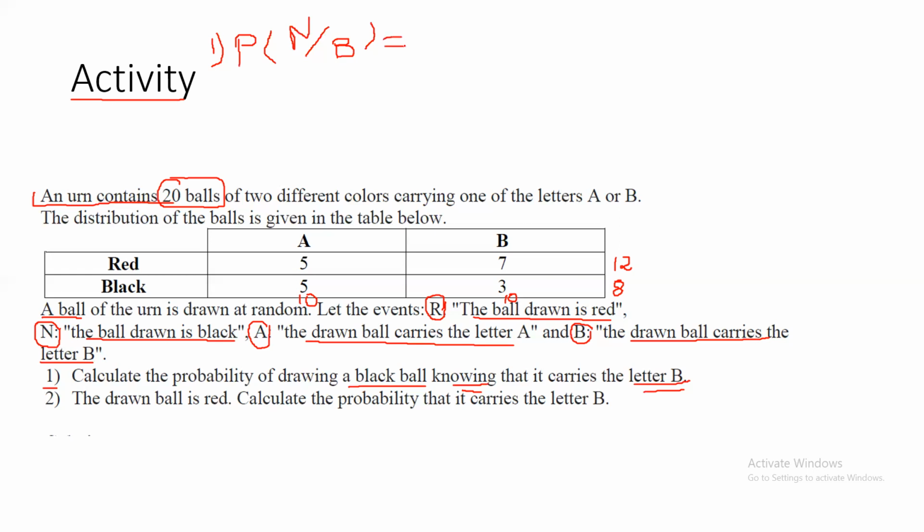So first I use the definition. By definition, given it carries the letter B, the total is that of B. What is the total of B? 10. Among these 10, how many are black? 3. So it is 3 over 10. This is by definition.